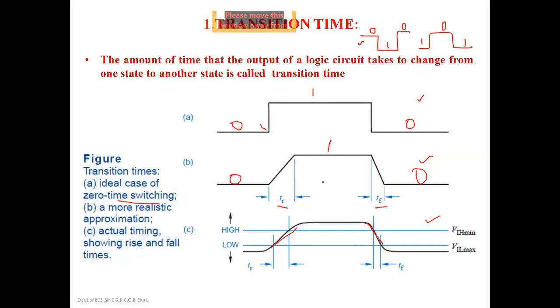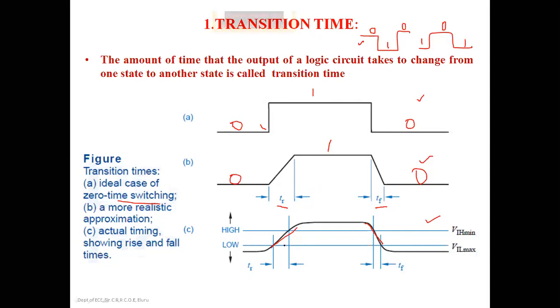And why are the real outputs not changing instantaneously? It is because of the stray capacitance of the connecting wires, and also the other devices which are driven by the CMOS output. Because of these two factors, the output cannot change instantaneously in the realistic view.